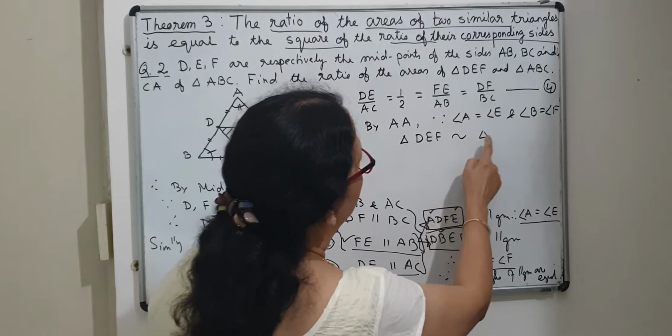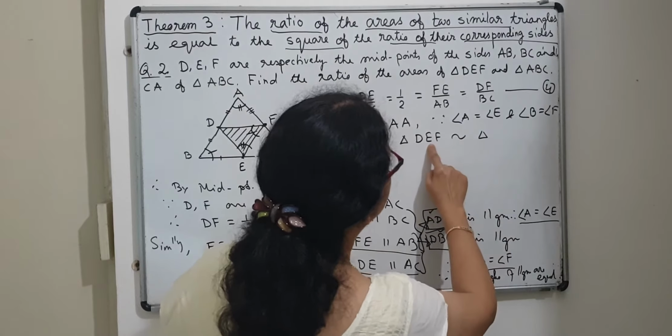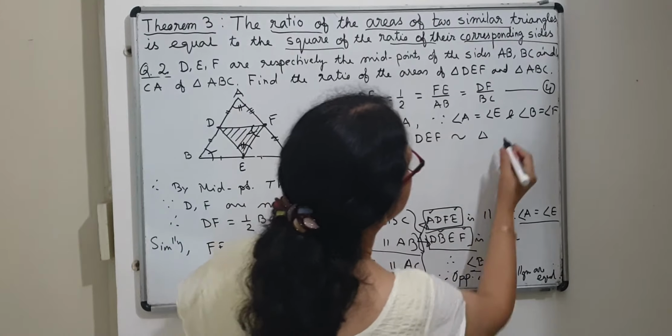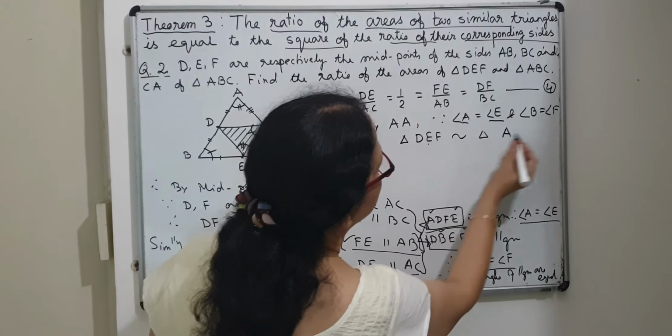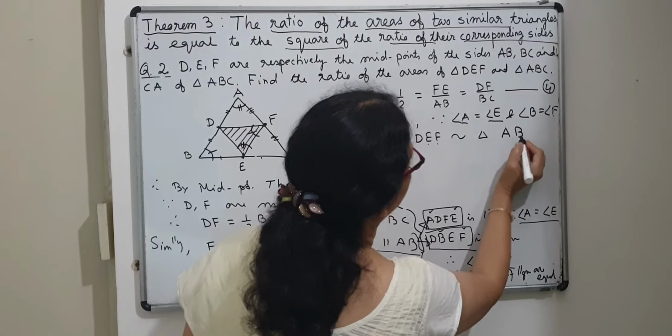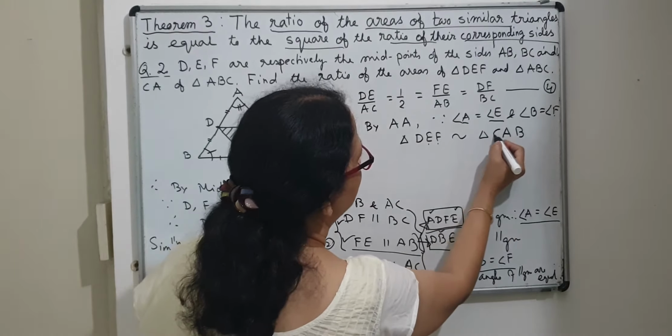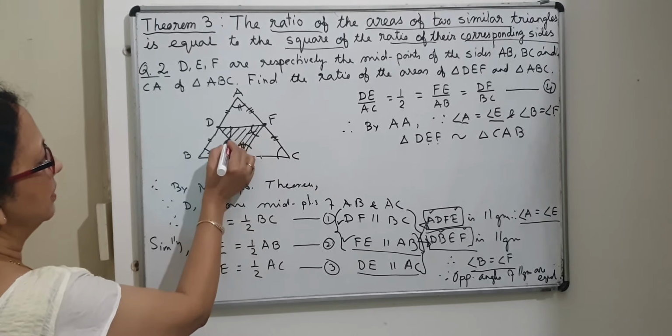You see DEF. D corresponds to what? Let me first write down. E corresponds to A, so A will be in the middle. And F to B. B, F is in the third side, so it will be B. So obviously C is left, C will be here. Because actually this C is equal to D also.